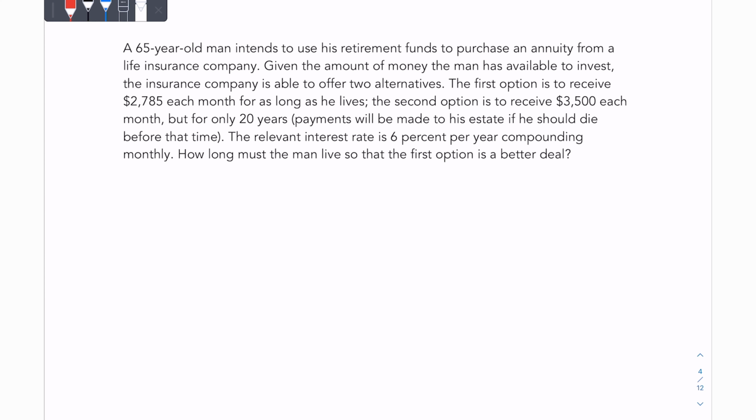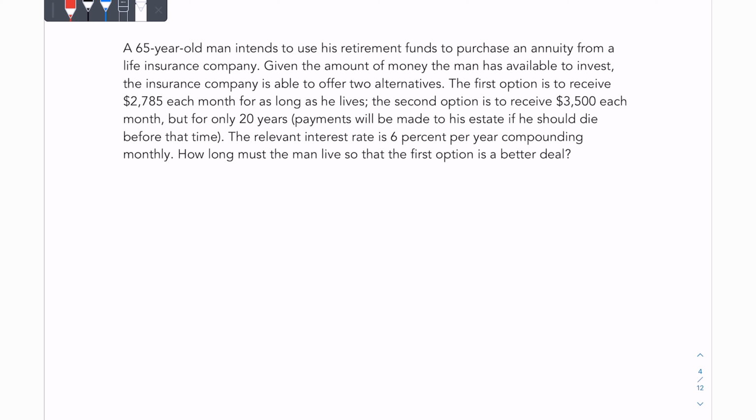A 65-year-old man intends to use his retirement funds to purchase an annuity from a life insurance company. Given the amount of money that the man has available to invest, the insurance company is able to offer 2 alternatives. The first option is to receive $2,785 each month for as long as he lives. The second option is to receive $3,500 each month, but only for 20 years. Payments will be made to his estate if he should die before that time.